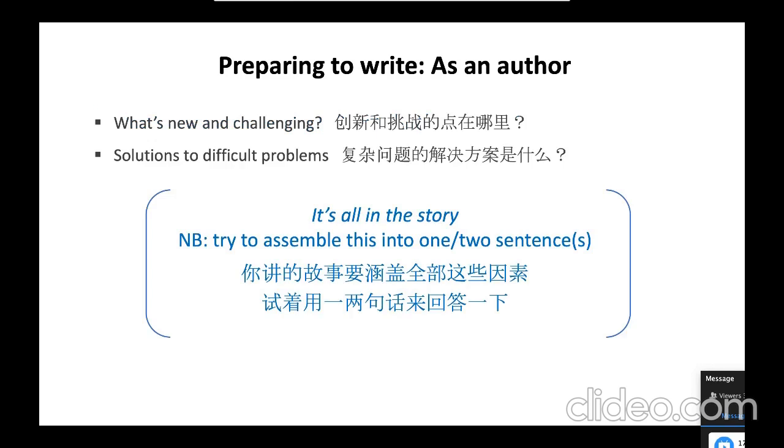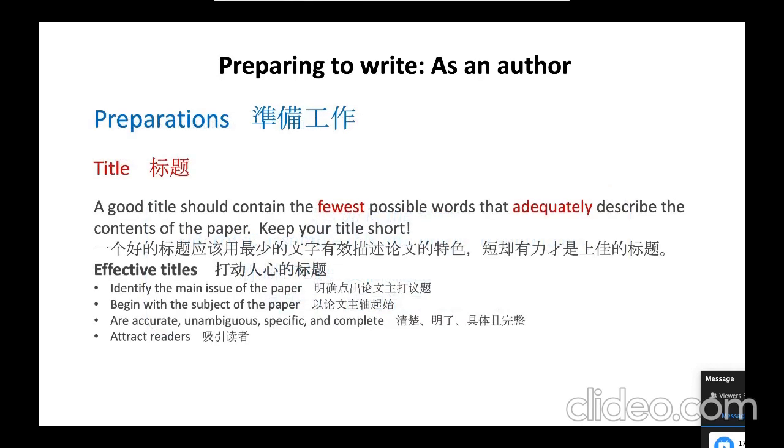Check the original nature of the results. Is your study new and interesting? And how does it relate to a current hot topic? Think about what's new and challenging. Do you provide, as an author, a solution to a difficult problem? And put it down in 1 or 2 sentences before you start to put the article together, before you start to put the abstract together.